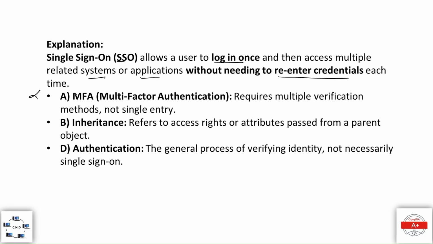So incorrect options such as MFA, multi-factor authentication, require multiple verification methods, not single entry. Option B, inheritance, refers to access rights or attributes passed from a parent object, unrelated. And authentication is the general process of verifying identity, not necessarily single sign-on.